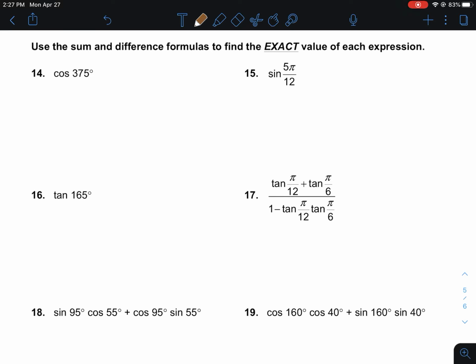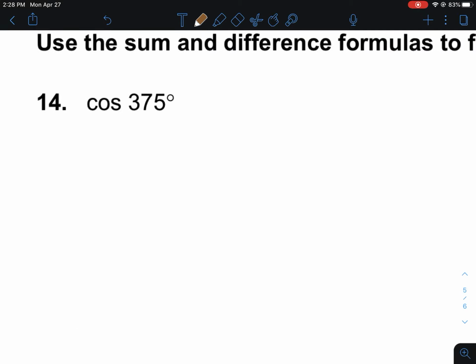This page is all about the sum and difference formulas again, so having that formula sheet out is going to help you. If I ask you to find the exact value of something that's not on the unit circle, you can use the sum and difference formulas to do that. So, for example, cosine of 375. 375 is not something we look at on the unit circle. However, I can look at things on the unit circle that add up to 375.